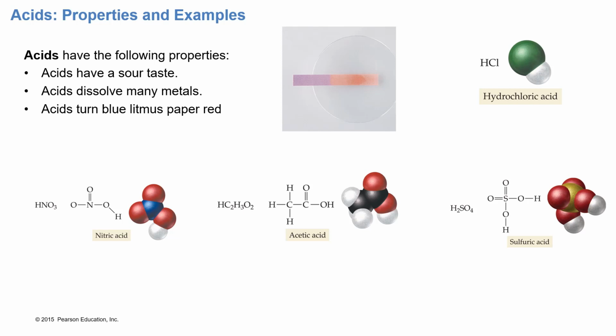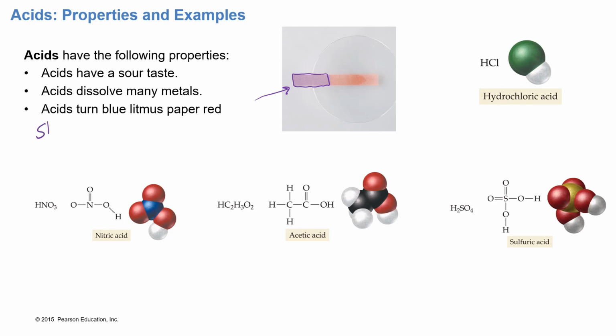Acids have the following properties. They taste sour, they dissolve metals, some of them. Acids turn blue litmus paper red. So that's what this is right here. It's a picture of blue litmus paper. It's kind of like a light purple really. And when you stick it in an acid, it turns pinkish in color.